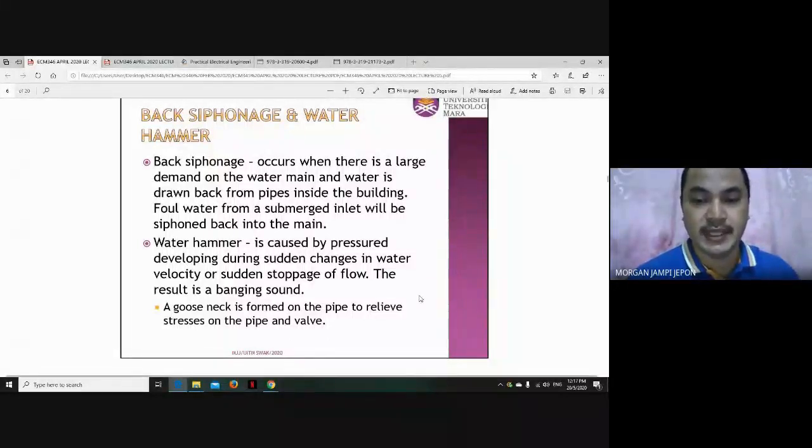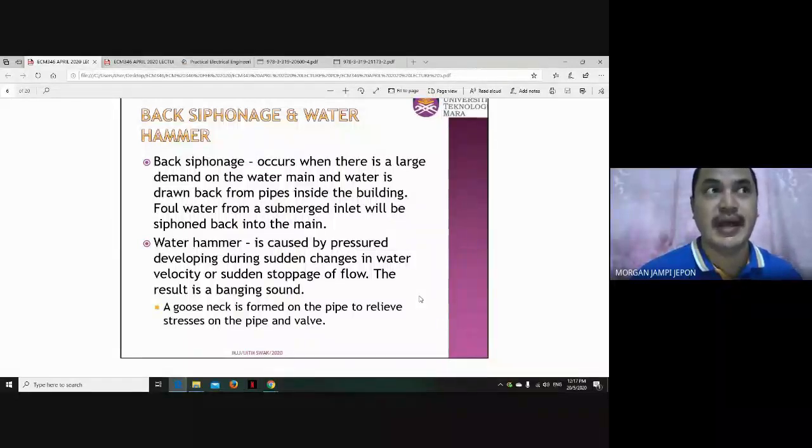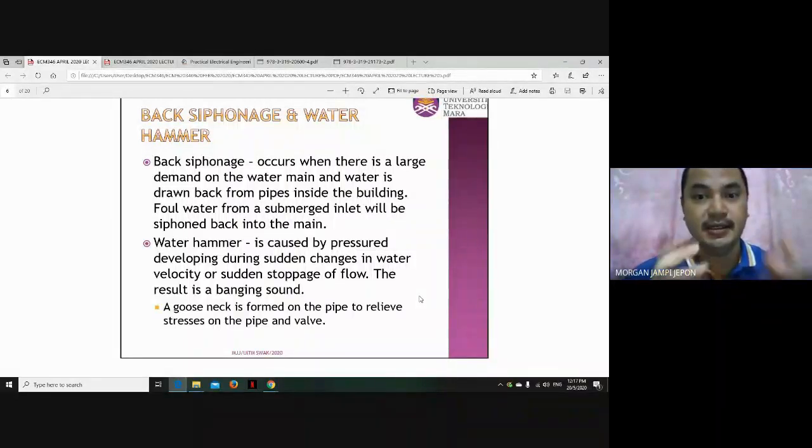So this gooseneck, again, you know, the shape of the pipe, which is a bend like a goose. Goose is angsa, leher angsa, dia bend. Okay, so this bend shape of the pipe is to avoid, first, back siphonage. Second, to avoid water hammer. Right, so that is the purpose of the gooseneck.